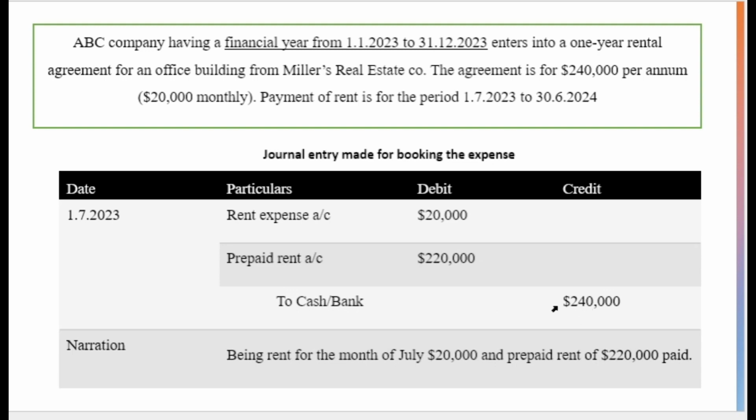$240,000. That means the company will be paying the entire $240,000, and $20,000 will be for the particular month of June. And prepaid rent account $220,000. The narration is being rent for the month of July, $20,000, and prepaid rent of $220,000 is paid.